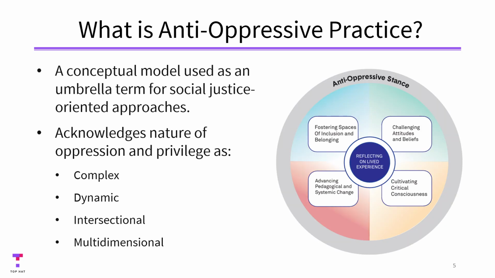So what is anti-oppressive practice, sometimes known as AOP? It's a conceptual model that we use as an umbrella term for many different types of social justice approaches. And at its foundation, it acknowledges that both privilege and oppression are complex. It's not either or. It's dynamic, which means it's always changing. It's intersectional, meaning that you're not one or the other, but your identities are often made up of aspects that can both privilege and oppress. And it's multidimensional, meaning that when we look at oppression, we need to look at it at different levels.